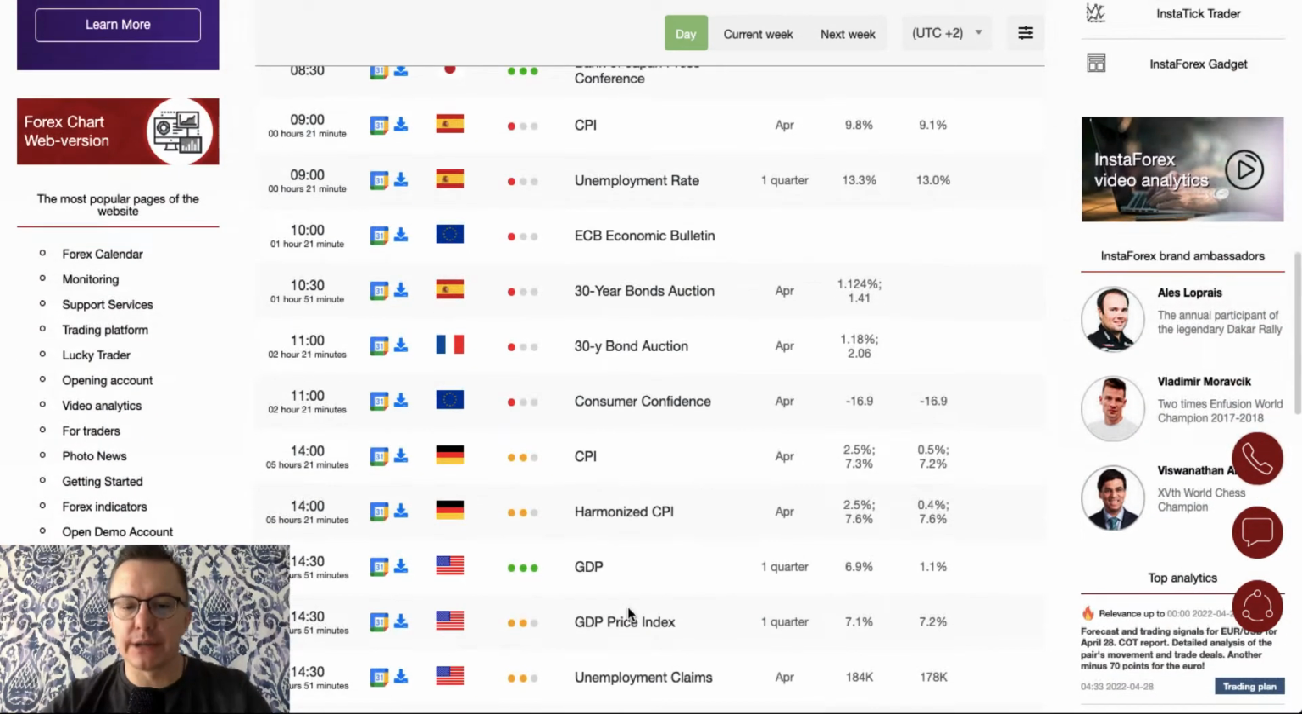What is going on during the London session? Well, generally not much. The key event of the London session is the CPI and harmonized CPI data from Germany, scheduled for release at 2 p.m. CPI is expected to drop from 2.5% to 0.5%, which is very interesting. That means that the inflationary pressure might just pull back.